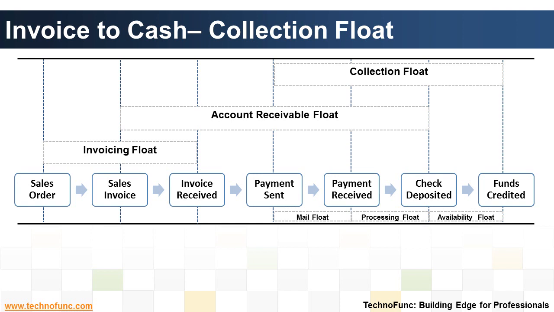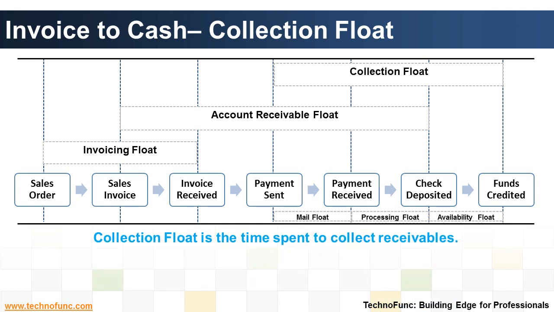Processing float is the period between the receipt of the payment and its deposit into the company's bank account and includes the time it takes to record the payment in the accounting system. Availability float is the time it takes the deposited check to clear the customer's account and for good funds to be available to the company for disbursement.